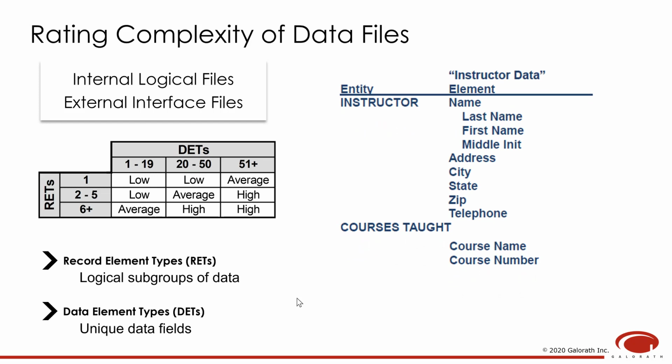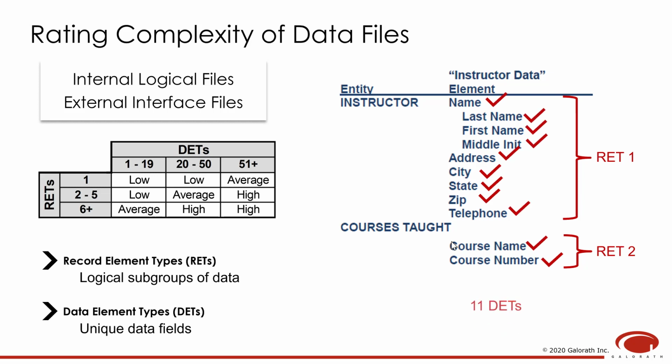This is a database that includes information about instructors and courses taught. As you can see, there are two logical subgroups of data: instructors data and courses data. We can therefore identify two logical subgroups, or two RETs. In addition, there are a total of 11 unique fields of data, so we identify 11 data element types, or DETs. With two RETs and 11 DETs, this data file classifies as low complexity.